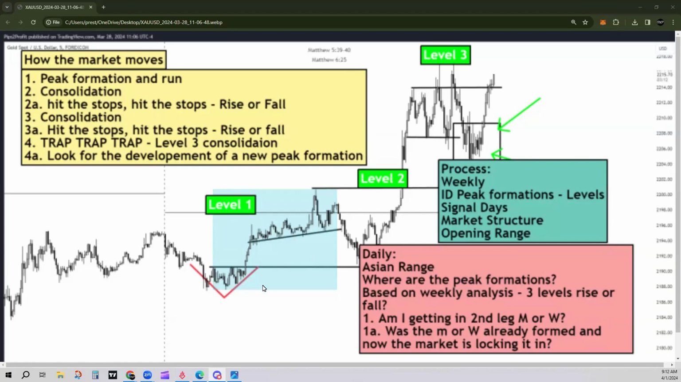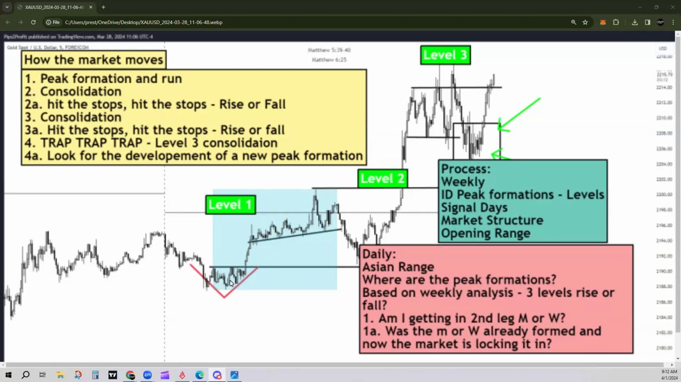And then we're coming into a new week and we're looking at this and saying, okay, well, this is where the peak formation low was formed. And now I need to count the levels, see where we're at within the cycle. Or this could be a Monday. This could be at the very beginning of the week. They put in a peak formation at the low of the current week, and then we're counting up from there.